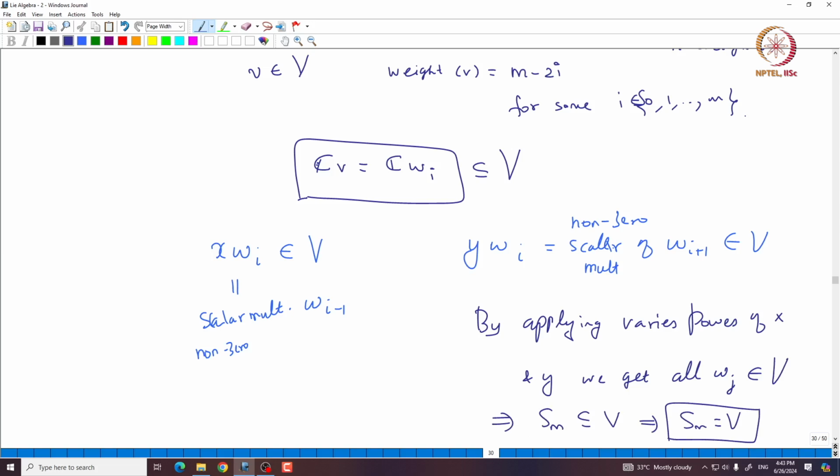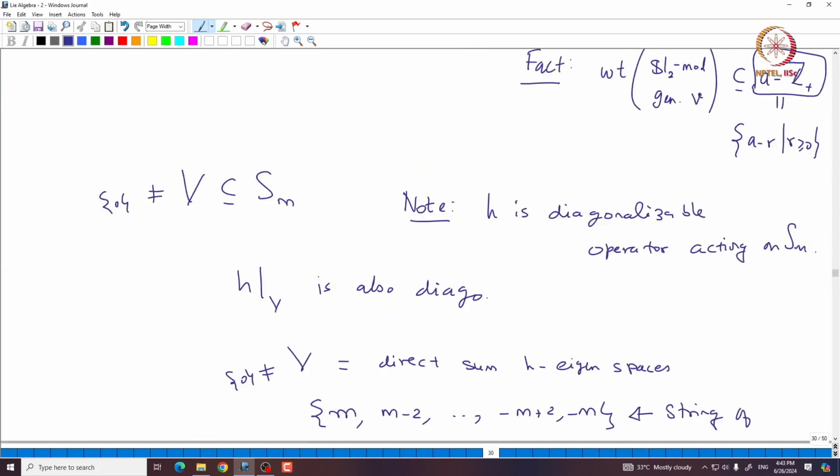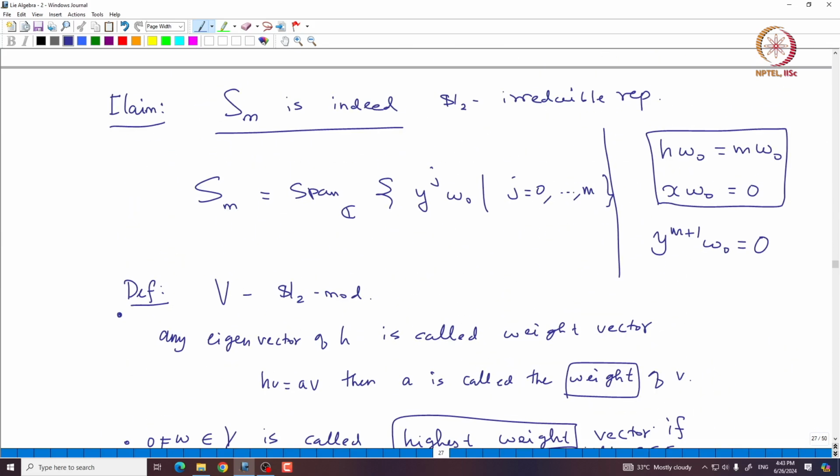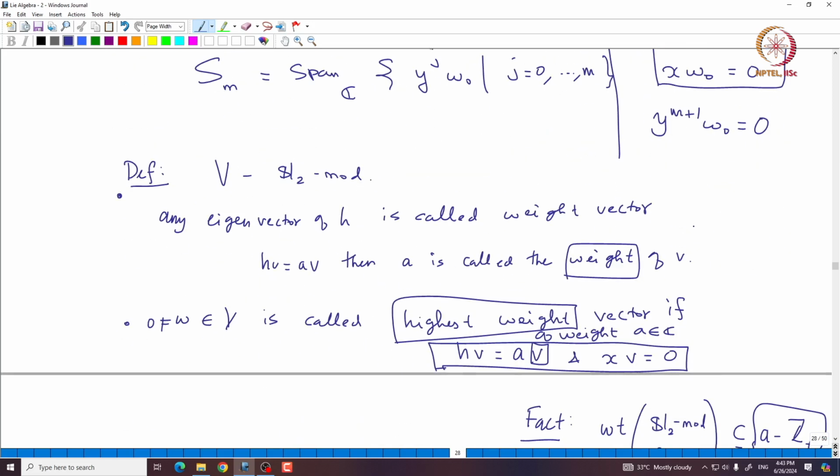Okay. So, this proves that indeed the module that we have constructed is an irreducible module. And note that there exists some vector, up to scalar multiple, such that the H eigenvalue, or the H weight, of that vector is m, and m is the largest weight among all the weights.